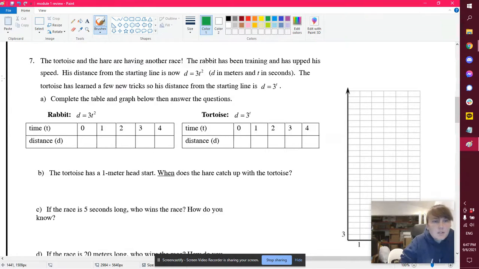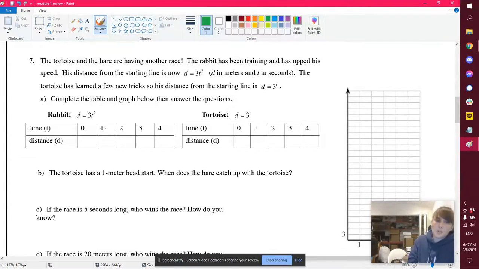All right, number 7. The tortoise and the hare are having another race! Exclamation point. We're all so excited. The rabbit has been training and is up to speed. His distance from the starting line is now d equals 3t squared, where d is in meters and t is in seconds. The tortoise has learned a few tricks as well, so his distance from the starting line is d equals 3 to the power of t. Complete the table in the graph below and answer the questions.